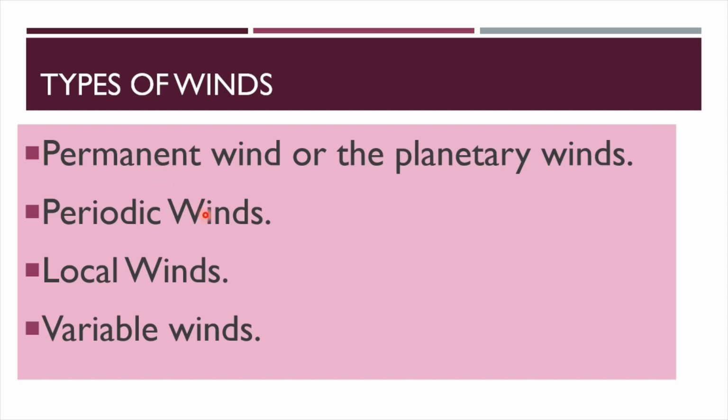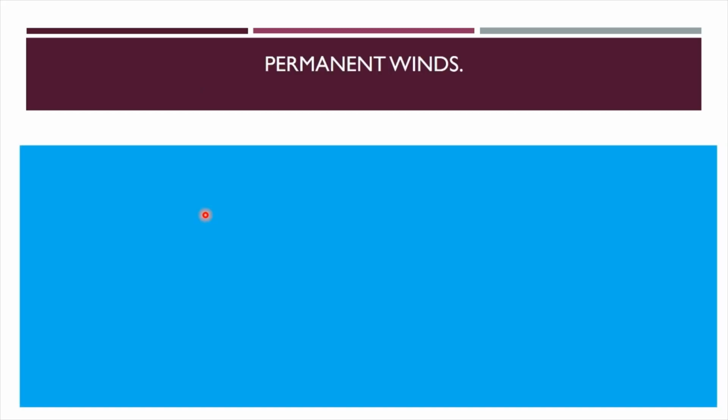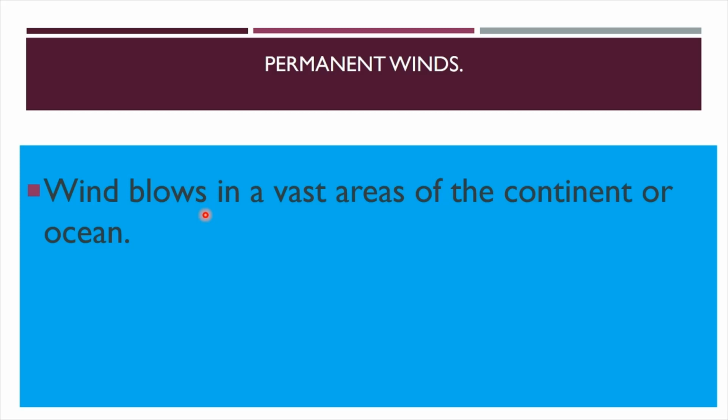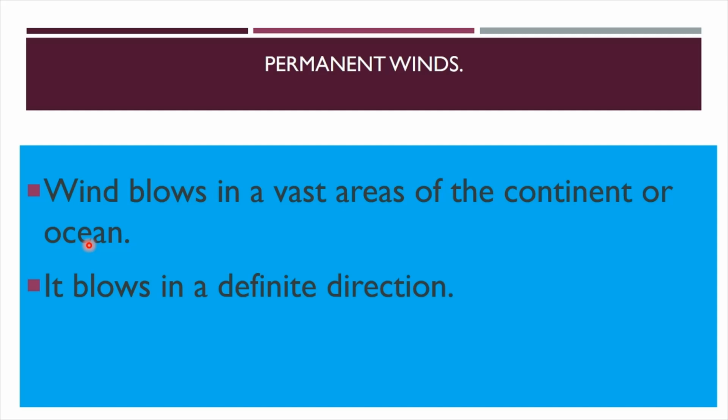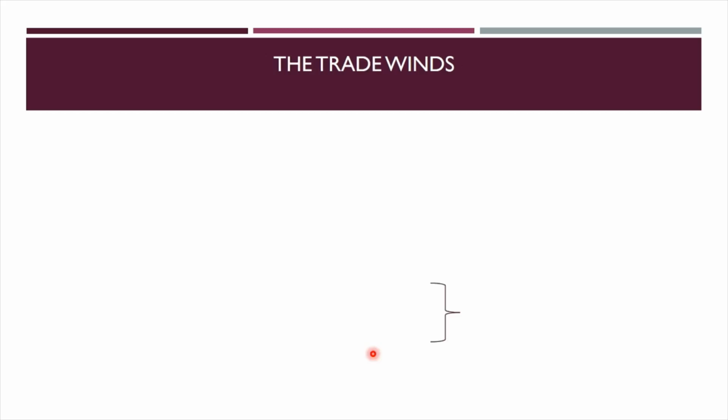Okay, let's start. The first one, permanent wind or planetary winds. The characteristics: wind blows over vast areas of the continent or ocean. This is blowing throughout the year and it blows in a definite direction. So all the year we can see the wind blowing in a fixed direction. It blows throughout the year, always, every year.